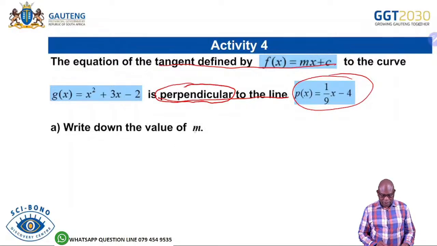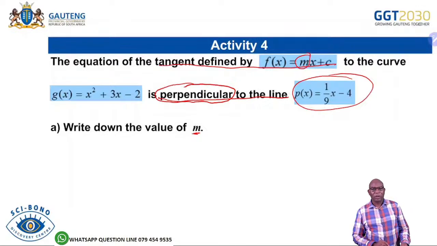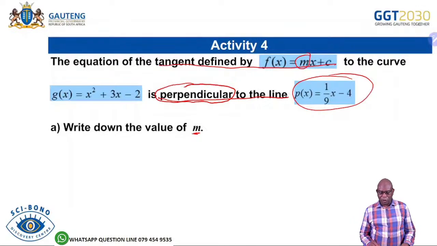Because the first question says calculate the value of m. The value of m that they're talking about is that gradient. So if the gradient of this one here is 1 over 9, and this line is perpendicular to that tangent, what will be the gradient of that tangent? What do you know about the two gradients?